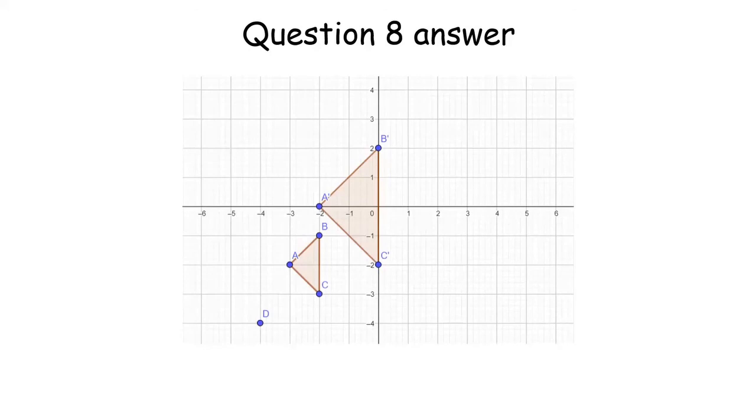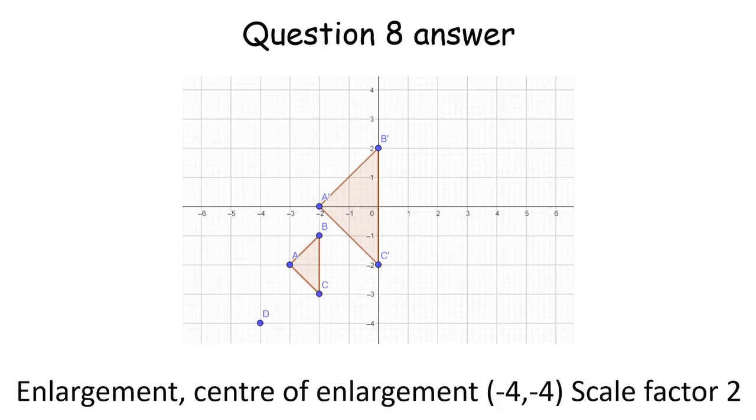Question 8. This is an enlargement. As you can see, it takes 1 square across and 2 squares up to get to A on the object, and another square across and 2 squares up to get to the image. This is the same for B. It takes 2 squares along and 3 squares up to get to the object, and another 2 squares along and 3 squares up to get to the image. For C as well, 2 squares along, 1 square up, another 2 squares along, 1 square up. It's an enlargement with a centre of enlargement at -4, -4, and the scale factor is 2.